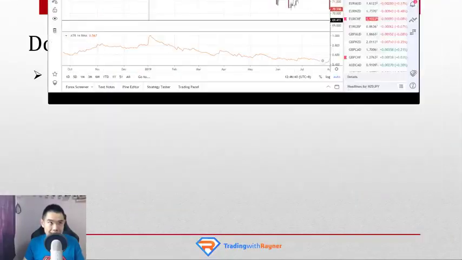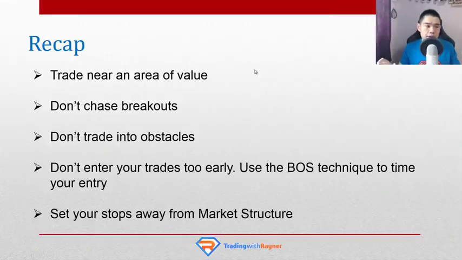So with that said, let's do a quick recap. Number one, you want to be trading near an area of value. Number two, don't chase breakouts, because when you chase breakouts, that's where the market is primed to do a reversal or a pullback. And also, there is no logical place for you to set your stop loss. Number three, don't trade into obstacles, don't buy into resistance, don't short into support.